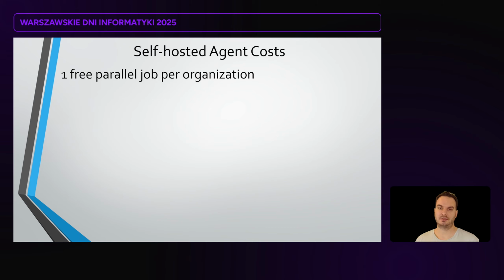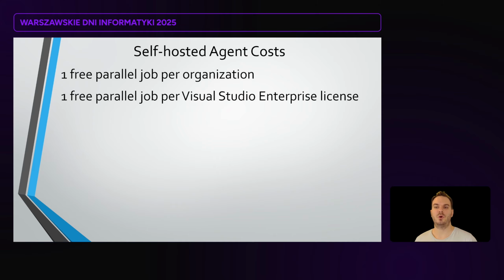And the costs, it's quite similar to the Microsoft hosted one. Again, you have one parallel job per organization for free. But if you need more than this one, you can either use your Visual Studio Enterprise licenses if you have any. So for every user with a Visual Studio Enterprise license inside your organization, you get an additional free parallel job. And if you need more, then you can buy them for $15 per parallel job per month. The reason why it's cheaper than the Microsoft hosted one is because you have to take care of the infrastructure and you're using your own server.